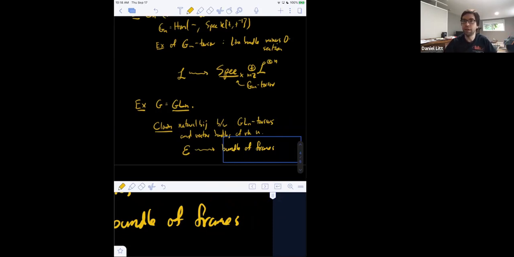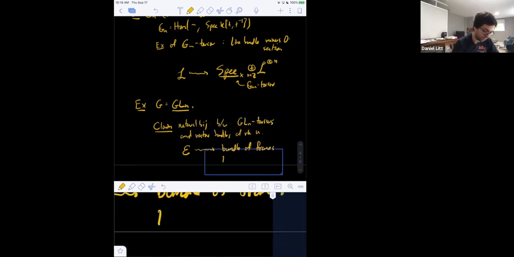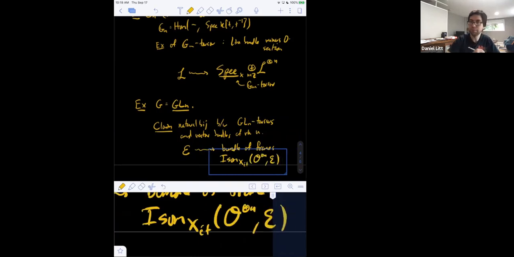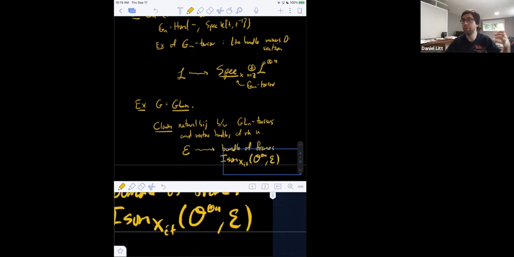And in fact, Ben in chat told us the answer. It's just E goes to Isom, the Isom sheaf over étale, of O^n and E. So what that means is its value on some cover U is the set of isomorphisms between the trivial vector bundle and E over U. So that's what it is as a sheaf. Okay, and it's not totally obvious from this description that this is actually a sheaf. And then the claim is that this is a natural bijection. Are there any questions about that?